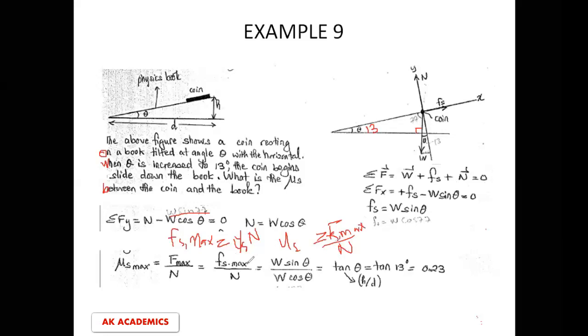So what is our Fs max? We know it to be W sine theta. What is our N? W cos theta. We cancel this W out. We are left with just sine theta over cos theta. What is sine over cos? It's going to give us tan theta, isn't it? We are using sine 13, so 13 we are using here, and that gives you tan 13. From here, whatever you obtain as your tan 13 becomes the coefficient of static friction that we are looking for. So the coefficient of static friction we're looking for becomes 0.23.